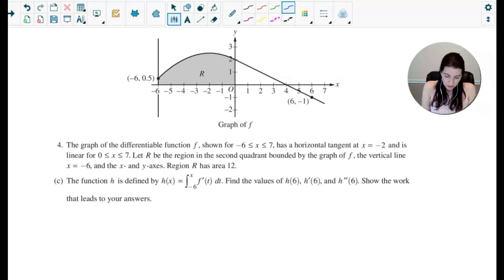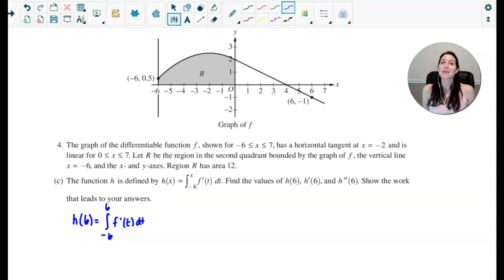So the first is to find h of 6. Plugging in 6 for x, that would mean the integral from -6 to 6 of f prime of t dt. Now the difficulty with this one is we aren't given the graph of f prime, so we can't find the area under the f prime curve from -6 to 6.